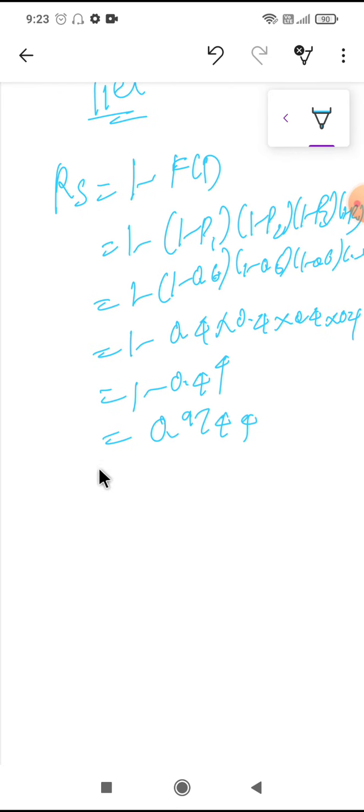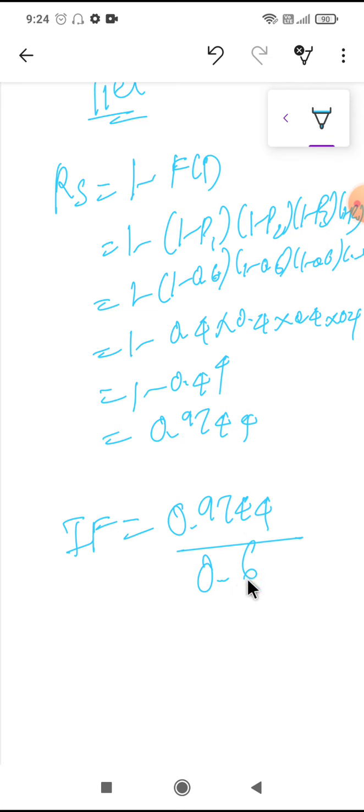Therefore the improvement factor is 0.9744 divided by 0.6, that is 1.624. So this is the improvement factor here. This is an example which can be asked for 2 marks. So I hope you understood this topic today, that is system reliability.